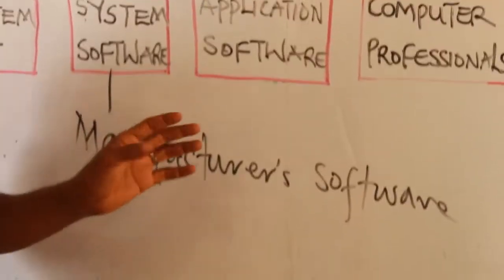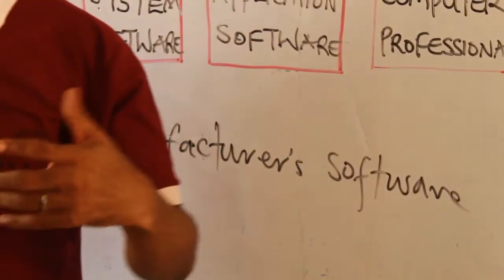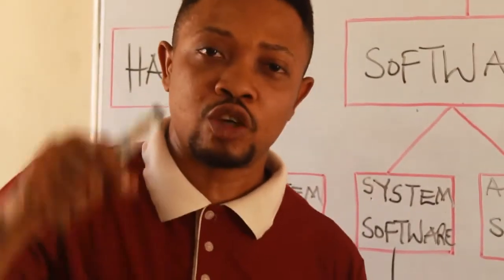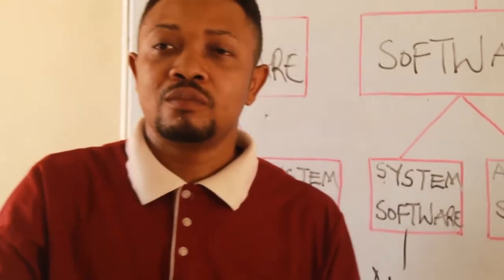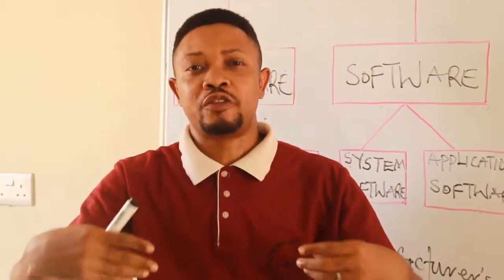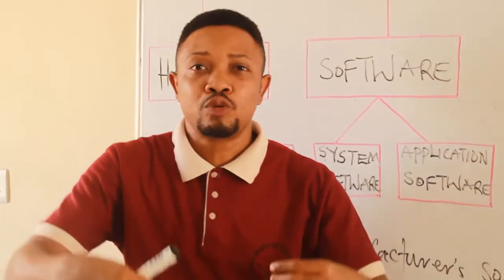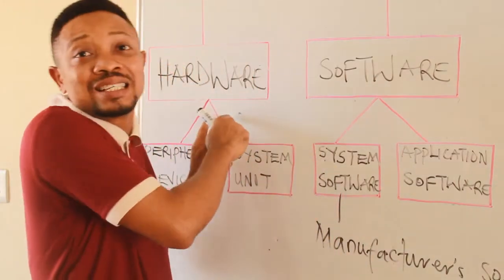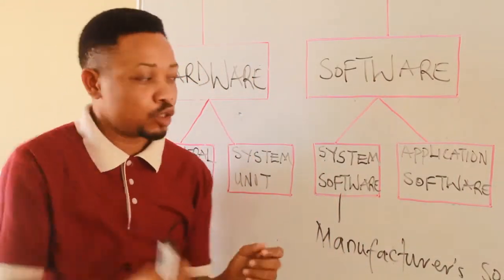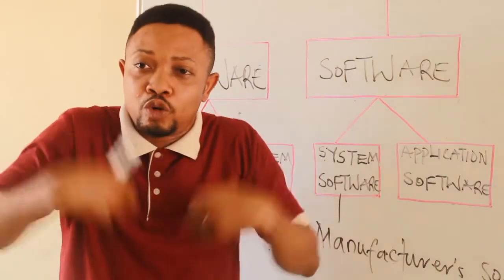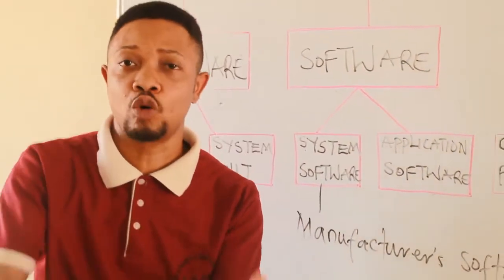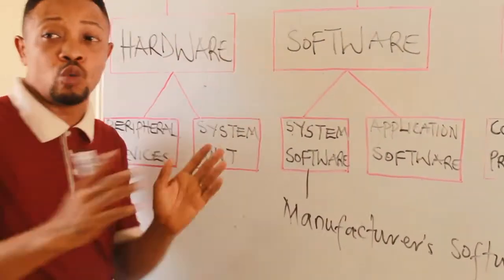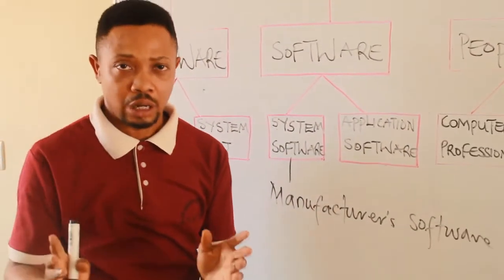Can also be called what? Manufacturer's software. Now, why is it manufacturer's software? It is manufacturer's software because it is the designer of the system, the producer of the system, that understands how the hardware he has designed works. So it is the software that he designs, codes and writes that will direct the hardware on what to do.